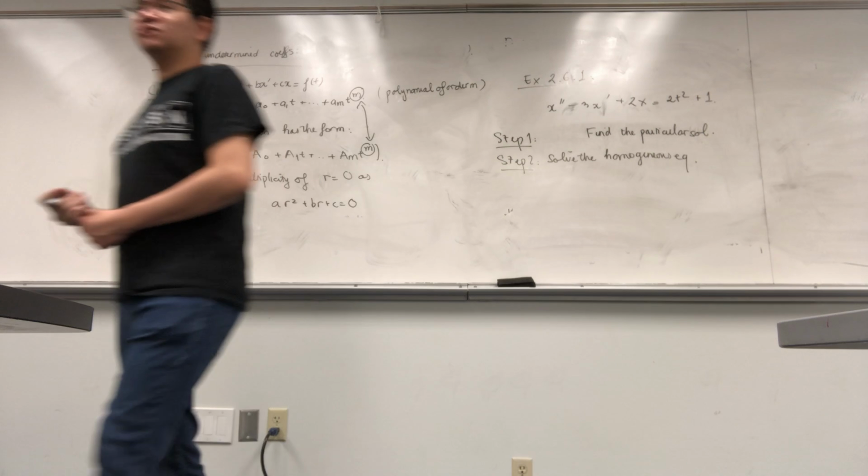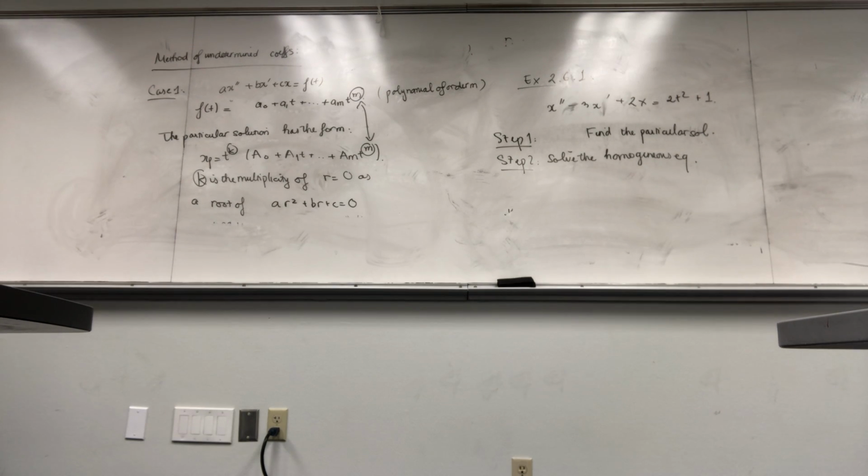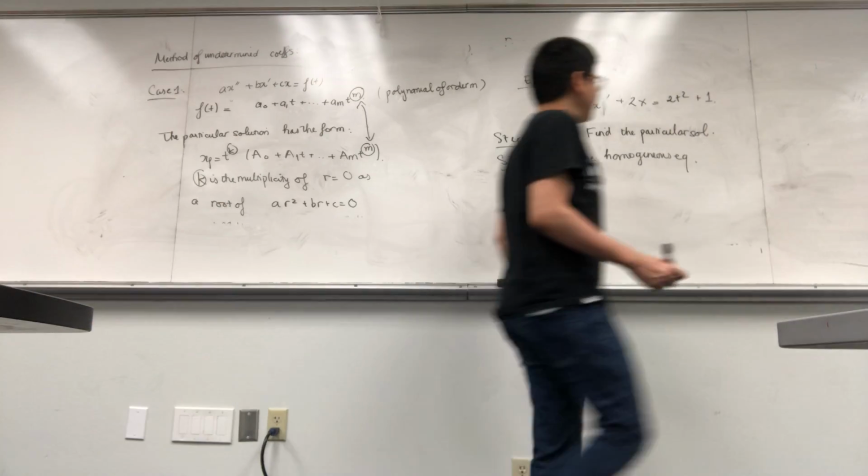All right? So to solve this equation, what you do is first you have to find a particular solution. After you have a particular solution, you take the difference between the two equations, then you get a homogeneous equation. Then you solve the homogeneous equation using the characteristic equation, right? So let us do step number 1.